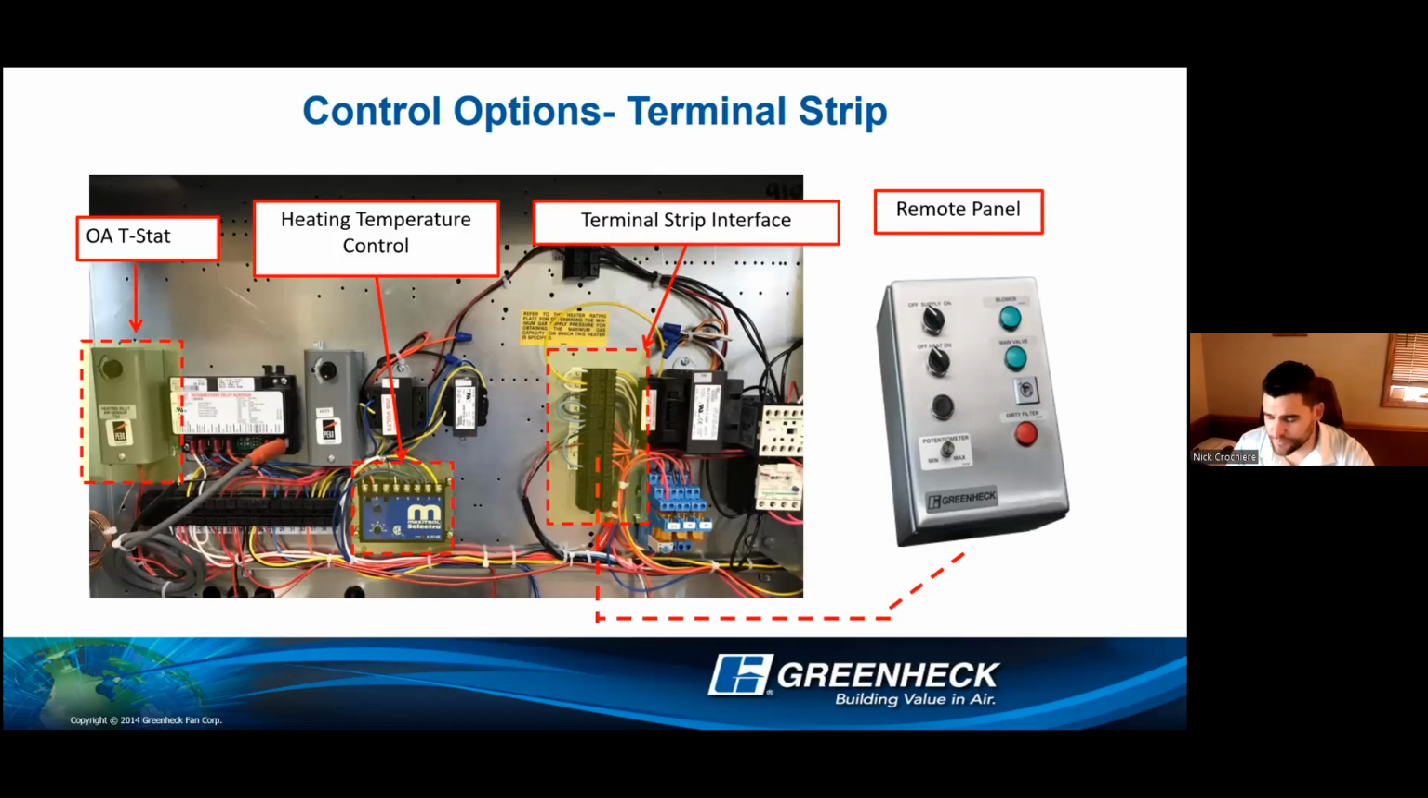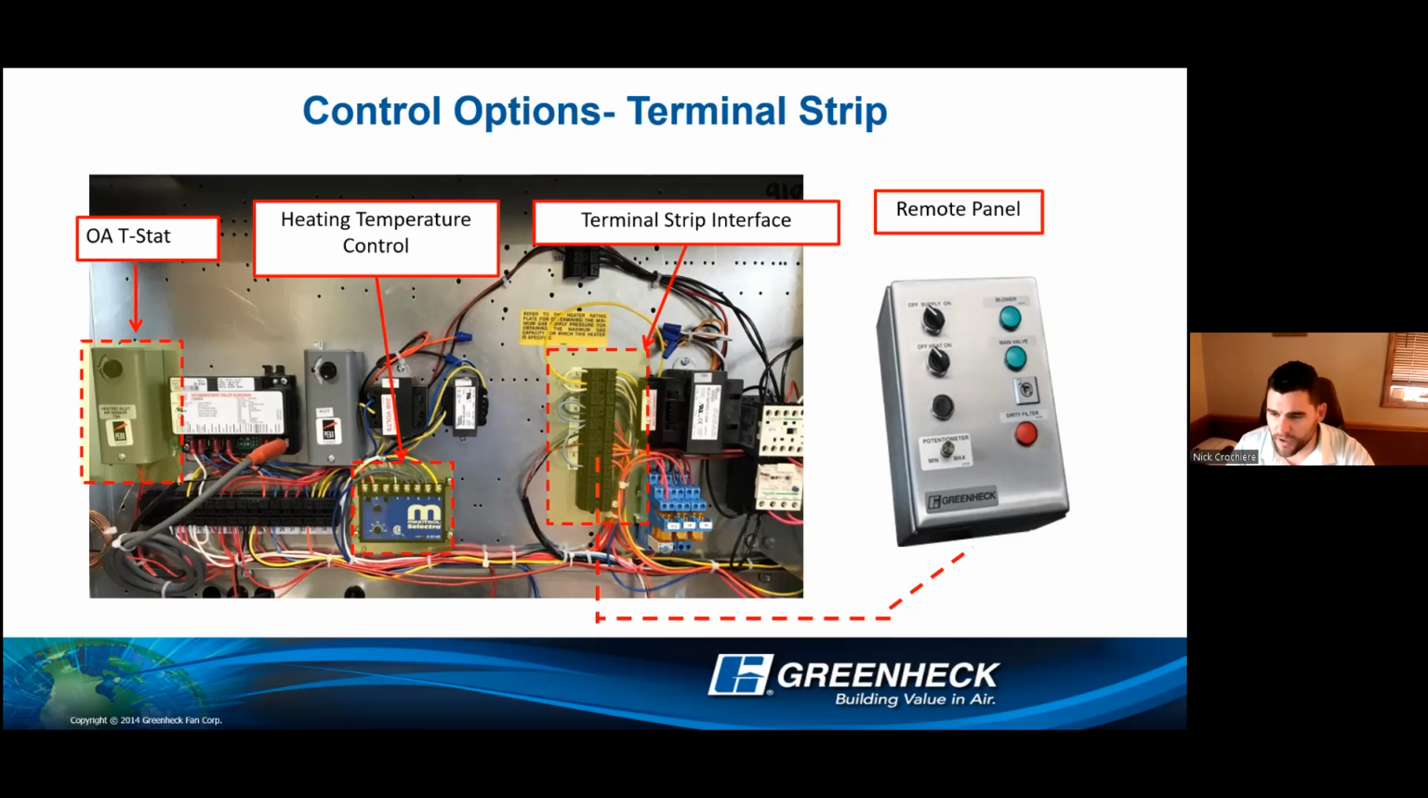So this is an actual picture of inside the control panel of a unit, just identifying some equipment there from left to right. So you have your outside air T-stat. So it's your inlet air sensor. That's a lockout. So you set it to say 60 degrees, the unit will cut out heat at 60 or greater, and it will just continue bringing in fresh air. Heating temperature control, that is your amplifier. So that is controlling the modulation of the modulating valve in the gas train.